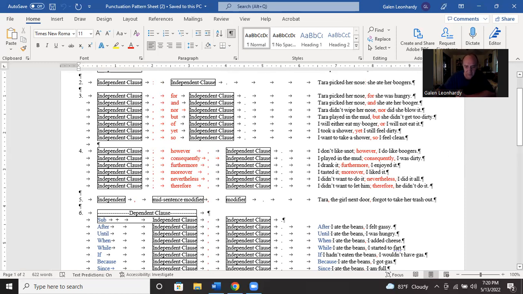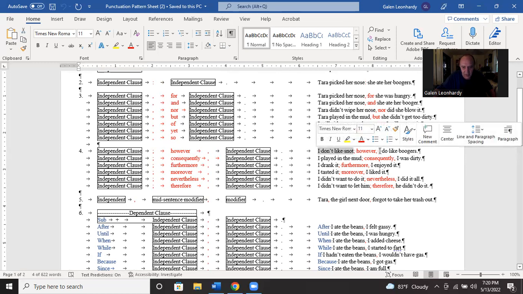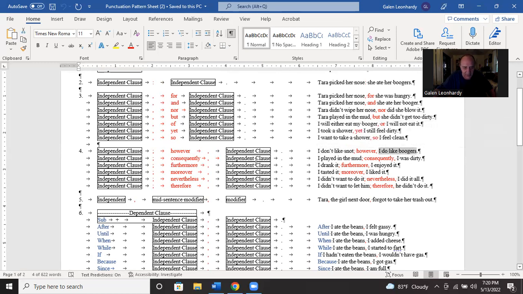So what we have here is this independent clause right here hooked together with this independent clause right over here. See, independent clause hooked together with an independent clause. Here's the hinge structure. However is kind of like saying on the other hand, or despite that. So I don't like snot. On the other hand, I do like boogers. However has that kind of semantic meaning to it.